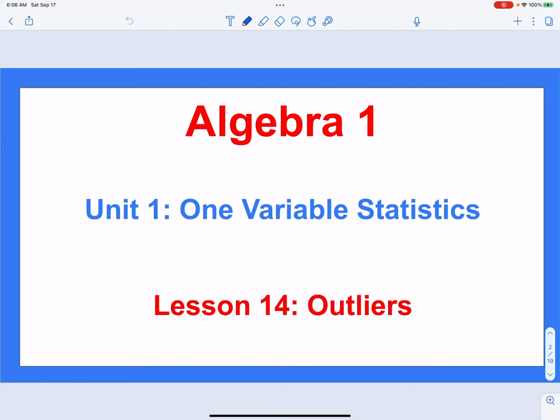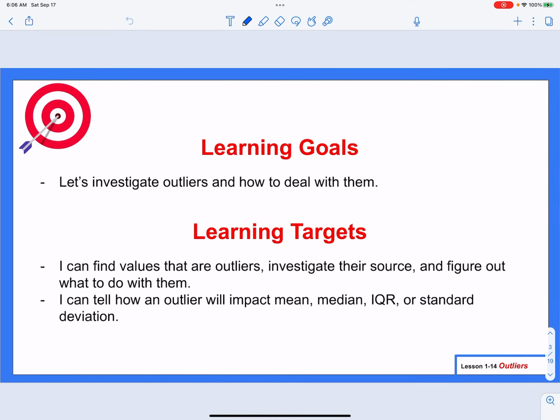We're in Unit 1 still, one variable statistics, and looking today at Lesson 14 about outliers. Learning goals: let's investigate outliers and how to deal with them. Our targets are: I can find values that are outliers, investigate their source, and figure out what to do with them. I can tell how an outlier will impact the mean, the median, the IQR, or standard deviation, because an outlier is going to have an effect on all four of those numbers, and some of them more than others.